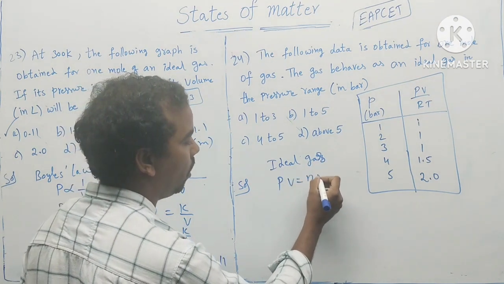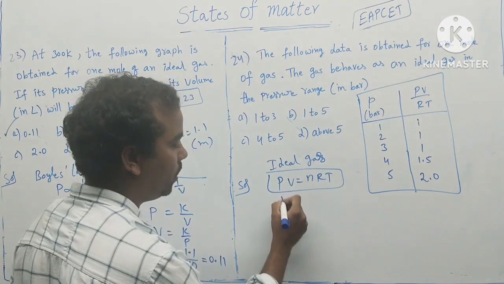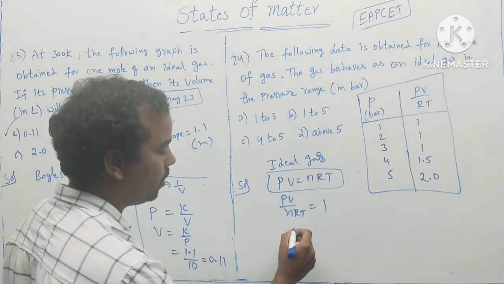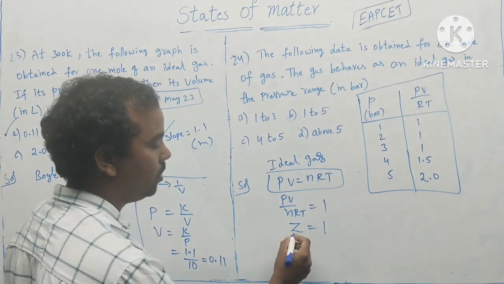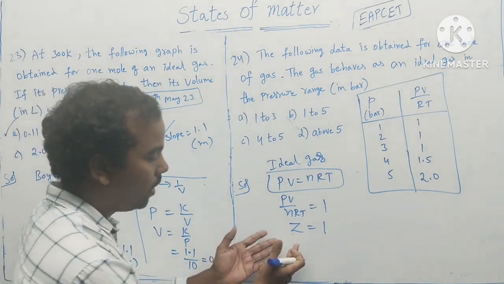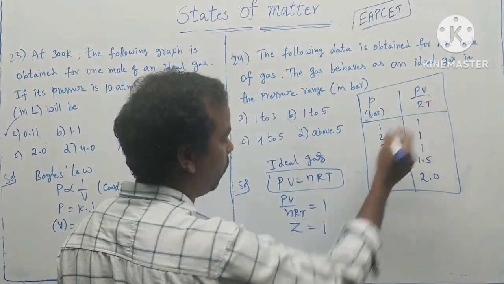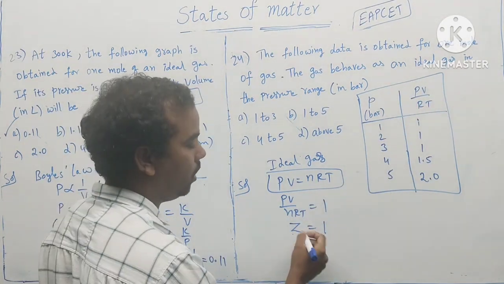PV = nRT. That means PV/nRT = 1, and PV/nRT is Z. If the compressibility factor Z is equal to 1, then that gas is an ideal gas. So for 1 mole, PV/RT, Z is equal to 1.